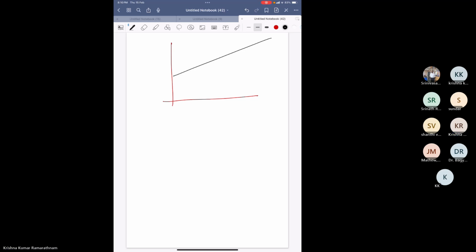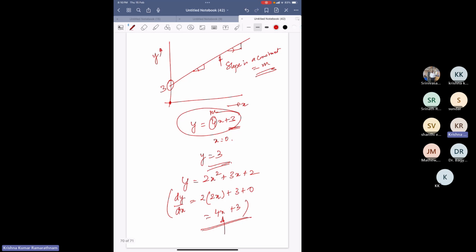So the slope keeps increasing means what? The curve has to be something like this. Initially, the slope is small. As I keep moving in x, the slope becomes bigger and bigger. So the slope is now not a constant, but is a multiplication of x. So this is how you view the graph, or the function, or the equation.